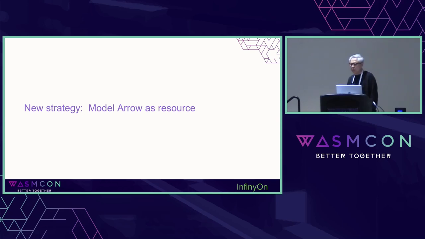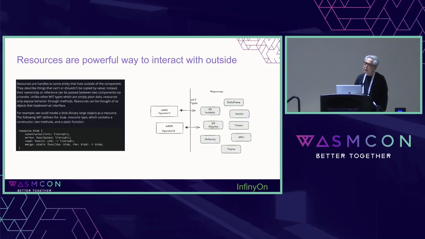So the new strategy is to model Arrow as a resource. Okay, I'm not sure how many people are aware of component resources, but this is one of the most powerful features of the component model, which is to represent an external resource as a kind of arbitrary blob with a handle. Basically, you give a handle, and then you can actually invoke functions. And then you can actually pass these handles around, right? This is similar to how, for example, traditionally Windows NT used to have those handles, and other operating systems. And the resource can be arbitrary, very complex, right? It can be a data frame, but it can be a vector, tensors, anything that you can imagine.